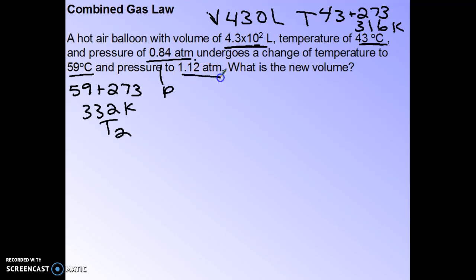And it says we've also changed our pressure. So this must be our pressure 2. So I'm going to go ahead and put 1s next to our other variables. Now the question is asking us, what is our new volume? So that means V2 is our unknown.